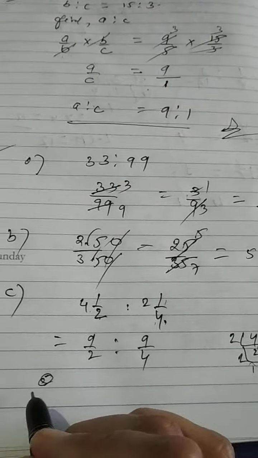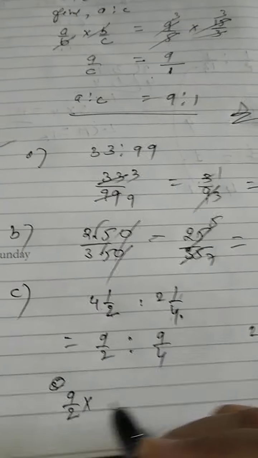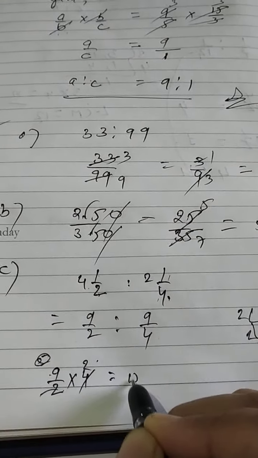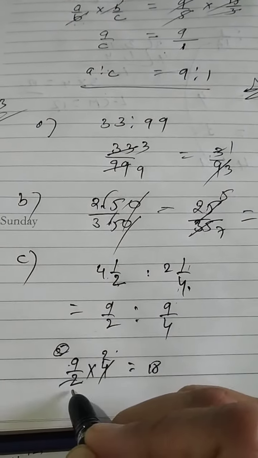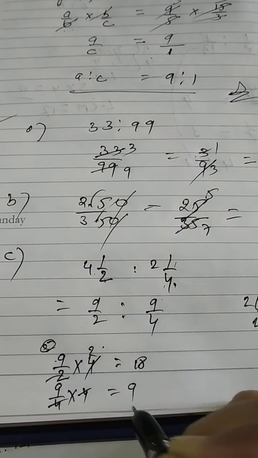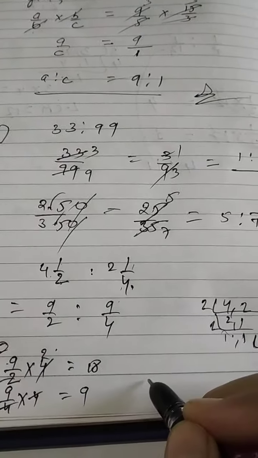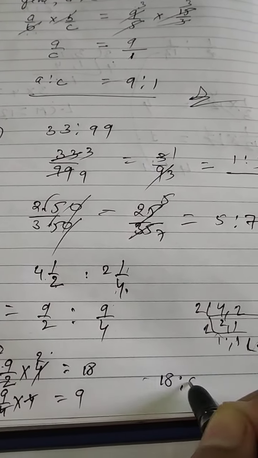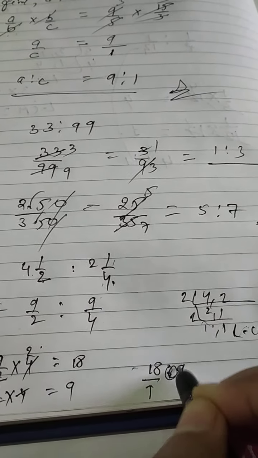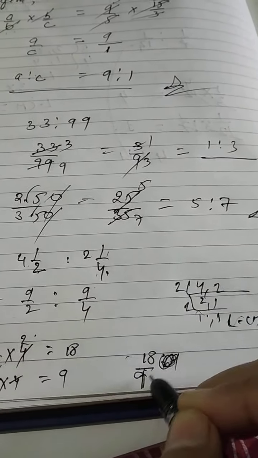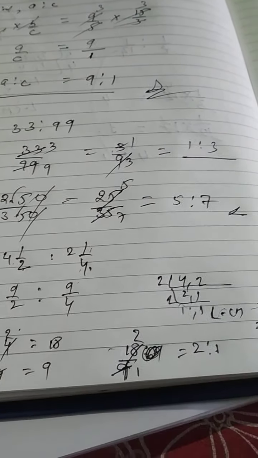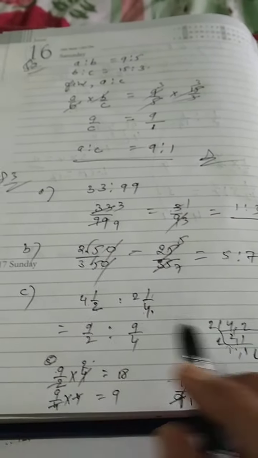Got it? So as I have told you, you have to multiply the antecedent by the LCM. 2 times 4, we will get 9 2s are 18. And this 9 by 4 also multiply by the LCM. 4 and 4 will get cancelled. We will get here 9 only. So what will be its ratio? 18 is to 9. Or you can write 18 by 9. First of all write 18 by 9 so that we can make it the simplest form. 9 1s are 9, 9 2s are 18. 2 is to 1 is the simplest form of this ratio.